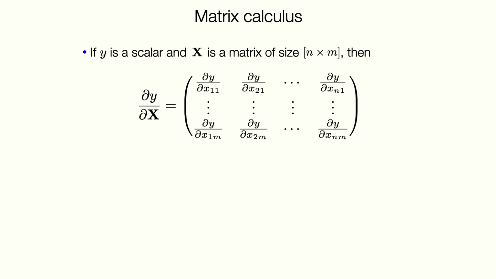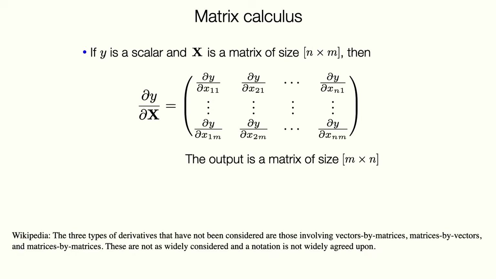Now, if y is a scalar and x is a matrix, for example an image of size n by m, then the partial derivative of y with respect to that matrix x will be a matrix of size m by n, where each component corresponds to the relevant component of x. Note that by taking that derivative, we flipped the rows and columns, so it's been transposed.